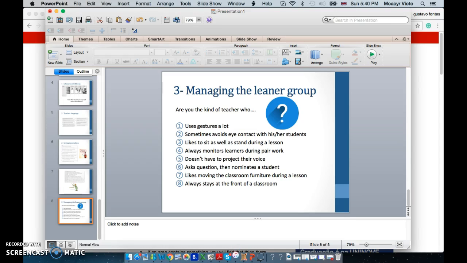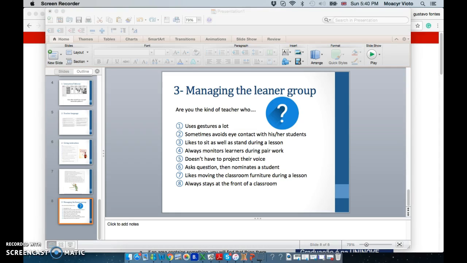And as for number 8, which is the last one, "always stays at the front of a classroom." Again, classroom layout may make it difficult for teachers to move away from the front of the room, right? It's usually preferable for the teacher to be in a central position so that learners can see what you're doing.